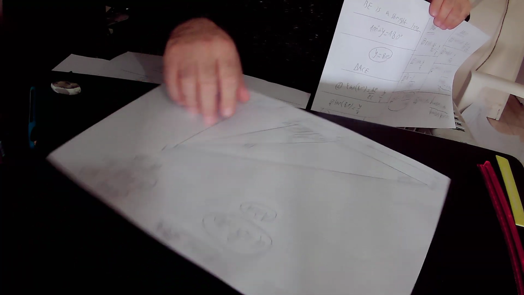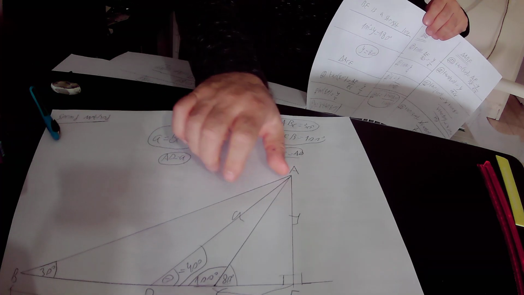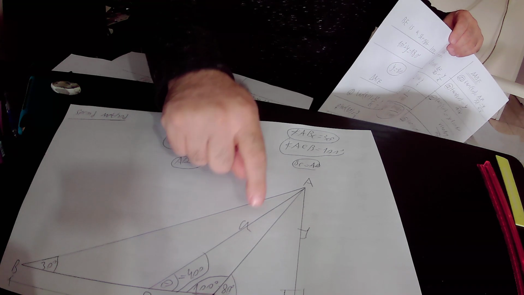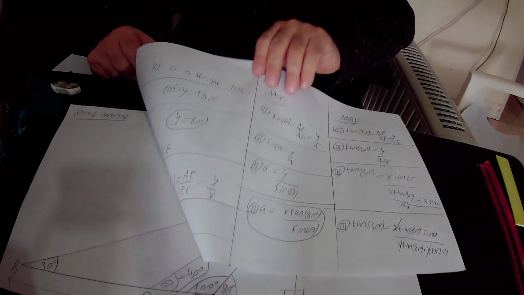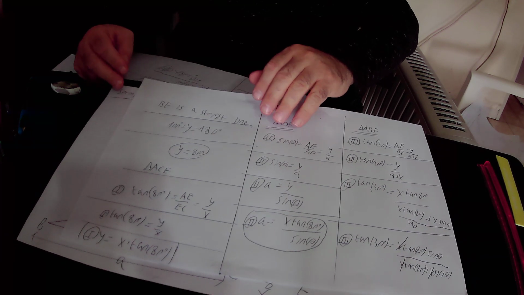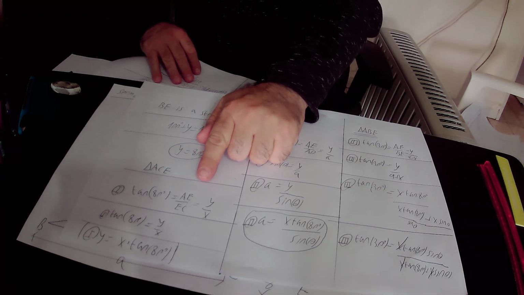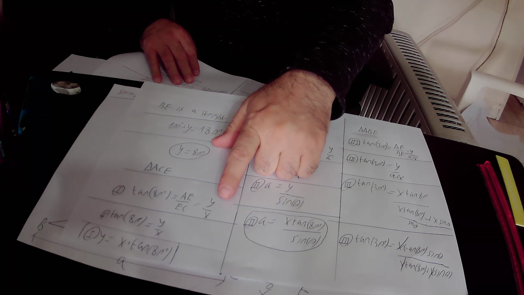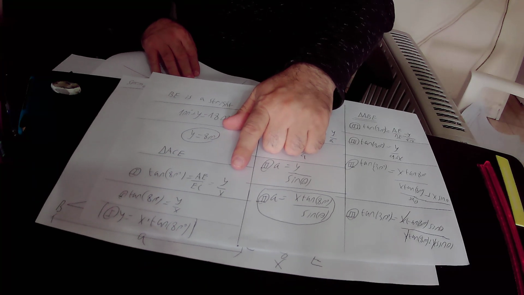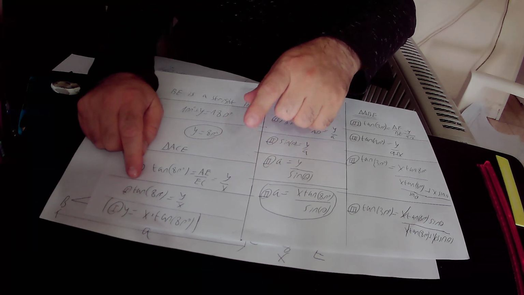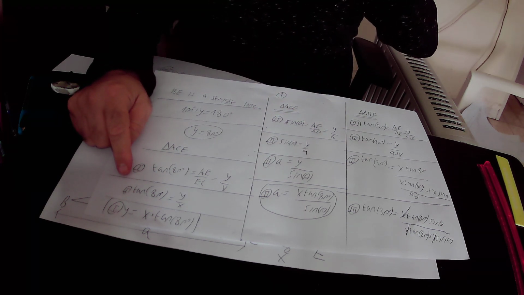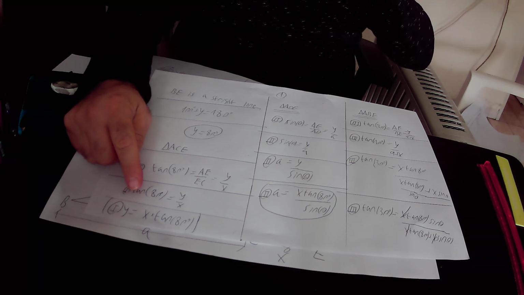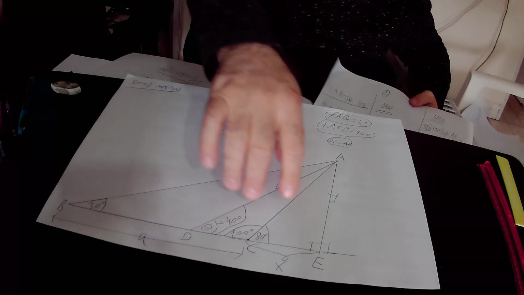Then we focused on the right triangle ACE. On the right triangle ACE, we know that tangent 80 degrees equals AE over CE, but AE equals Y according to our definition, and EC also equals X according to our definition. So we found out that tangent 80 degrees equals Y over X. Then we multiplied this equation number 1 by X, and we found out that Y equals X times tangent 80 degrees.